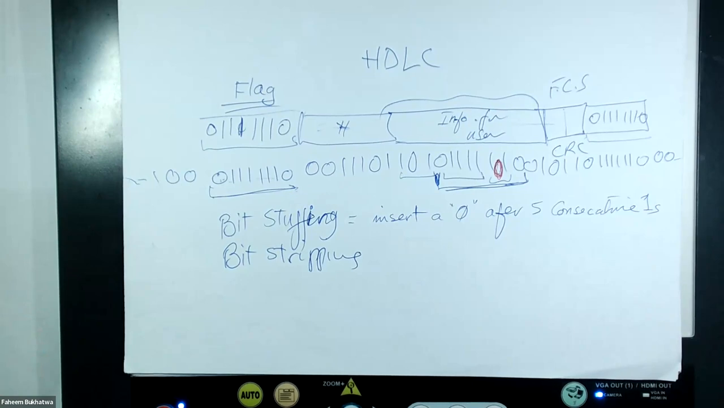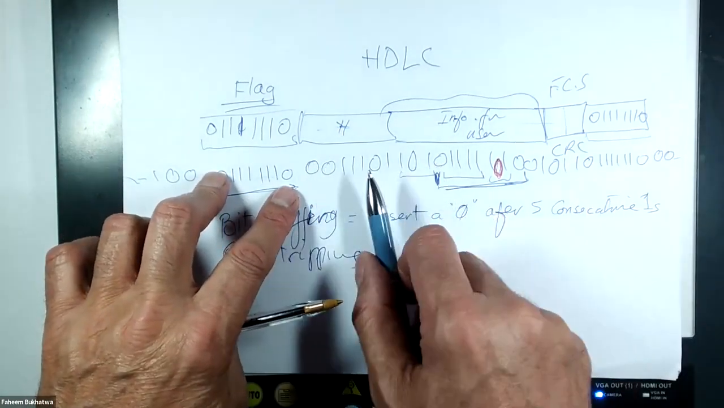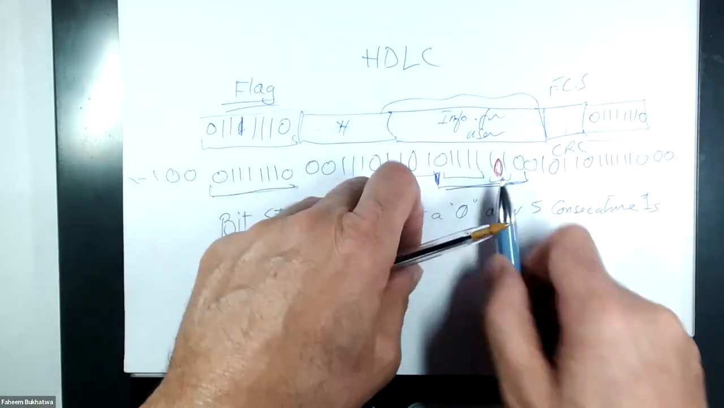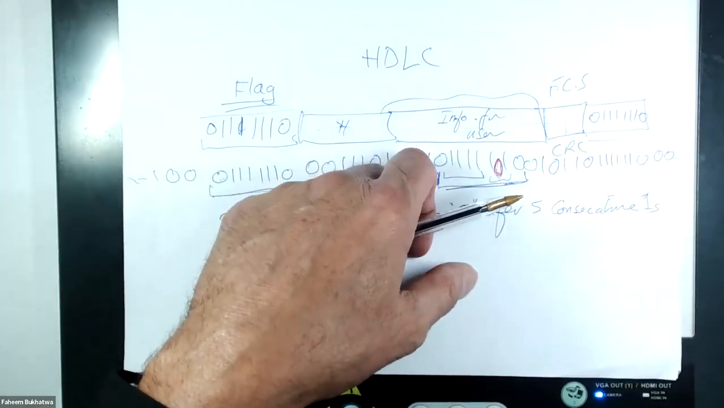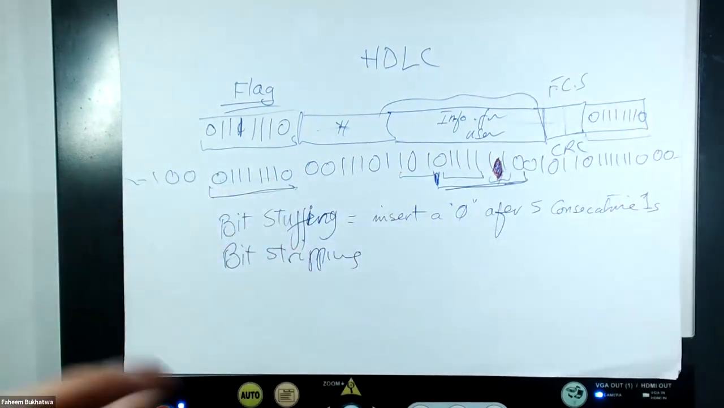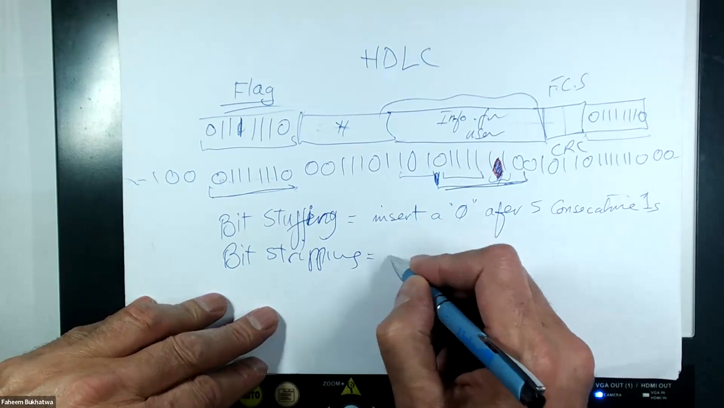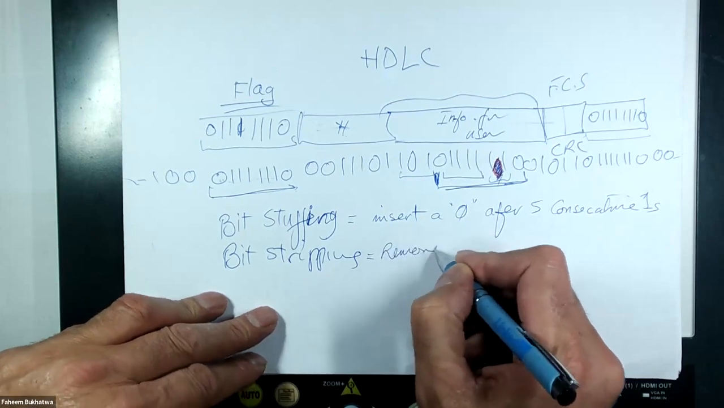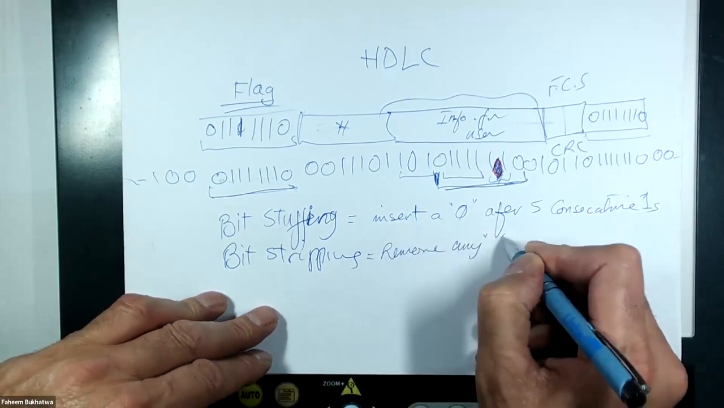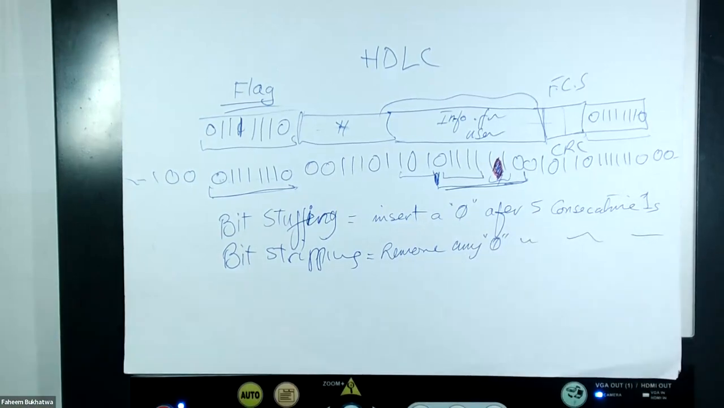Bit stripping will go right through, apart from the flags at the two ends of the frame. If it finds any 5 ones with a 0 after them, it will remove that 0. So it'll find this and remove it. Now the data goes back to the way it was. Bit stripping is deleting or removing any 0 that comes after 5 consecutive ones.